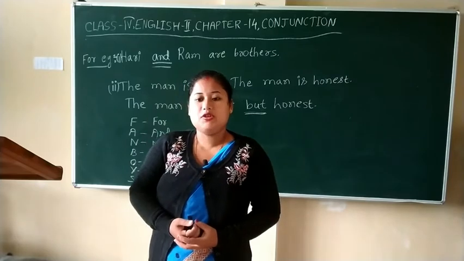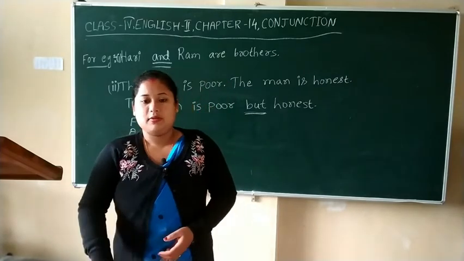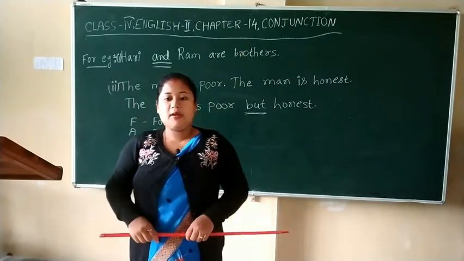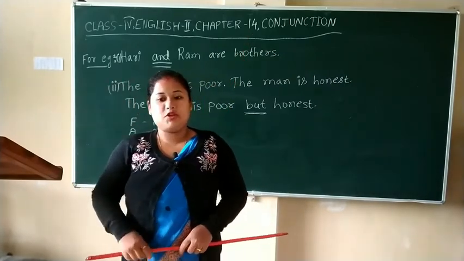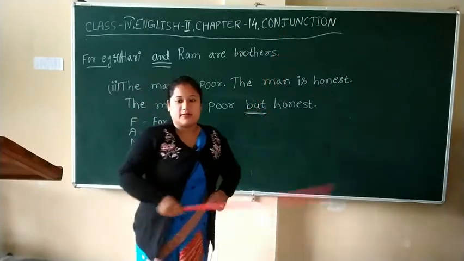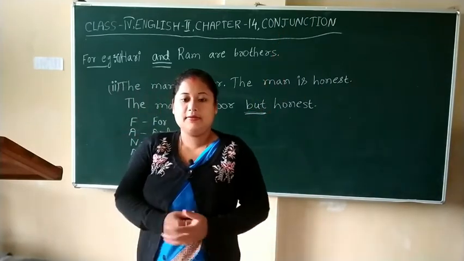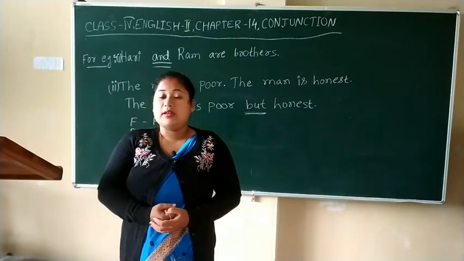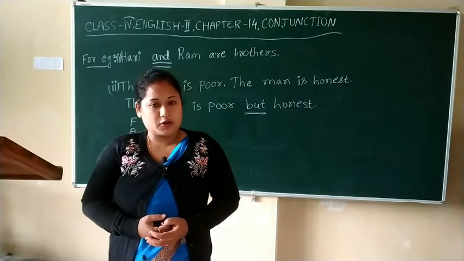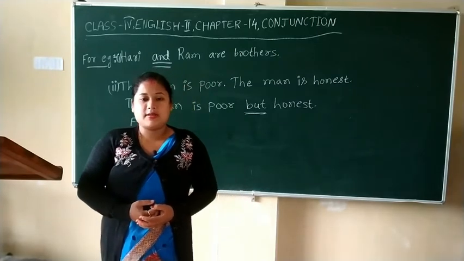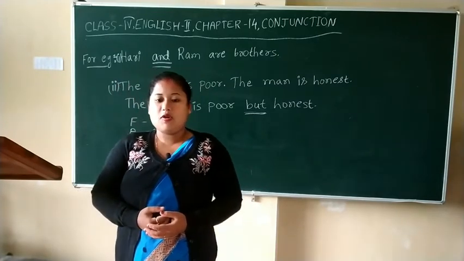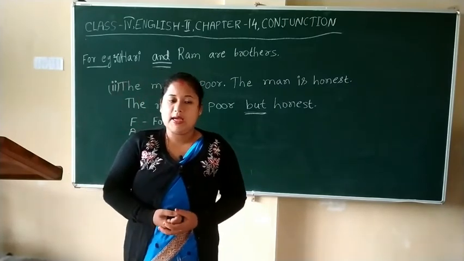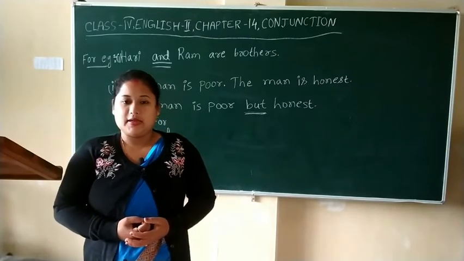Dear students, today I am going to teach you chapter number 14 from your English grammar book, and the name of the topic is conjunction. Well, what is conjunction? Conjunction is a linking word. It connects two parts, words, phrases or sentences. Or in short, we can say joining words are conjunction.